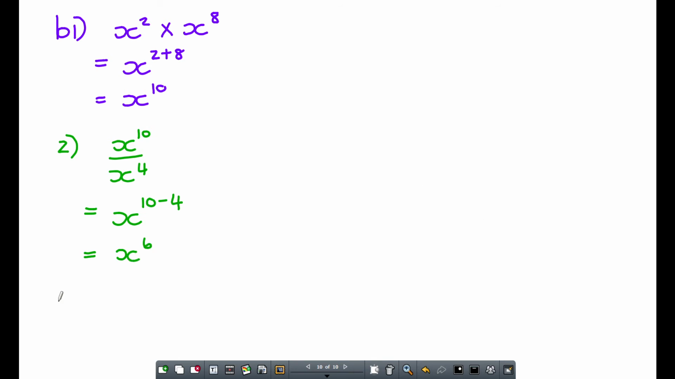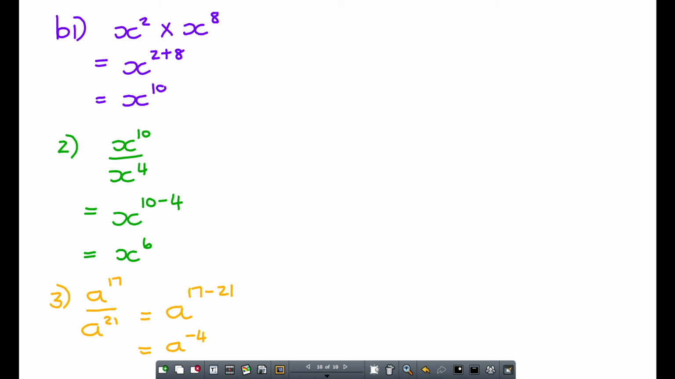Okay, then number 3, a to the power of 17 divided by a to the power of 21. Because we're dividing, I'm going to subtract my exponents. Please remember that it's always the top exponent minus the bottom exponent. Okay, so my answer there will be a to the power of minus 4.